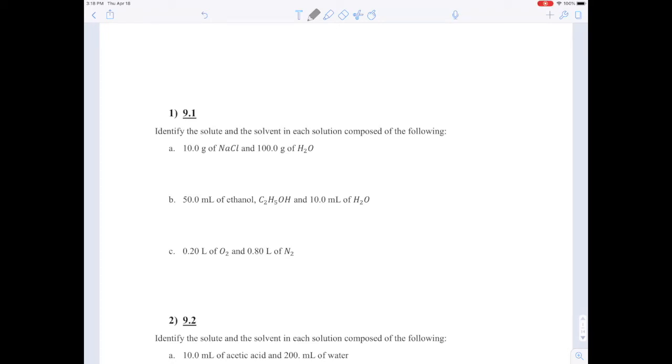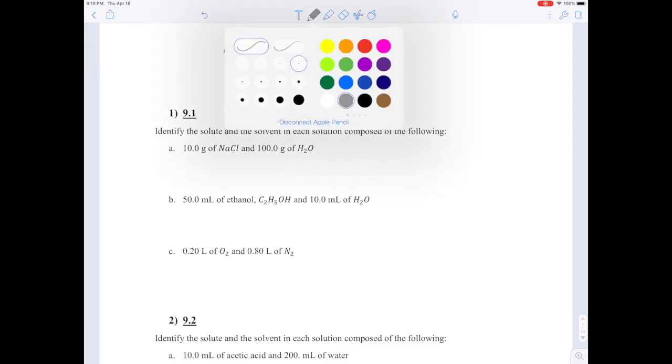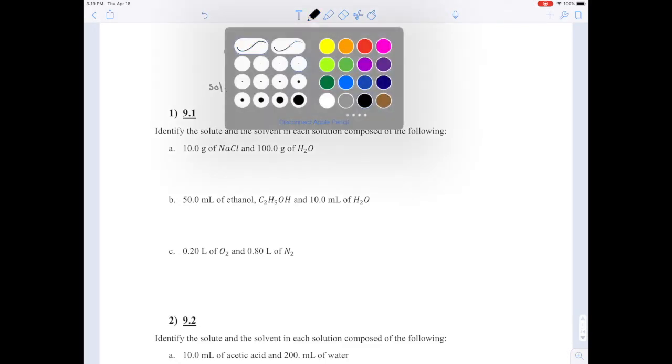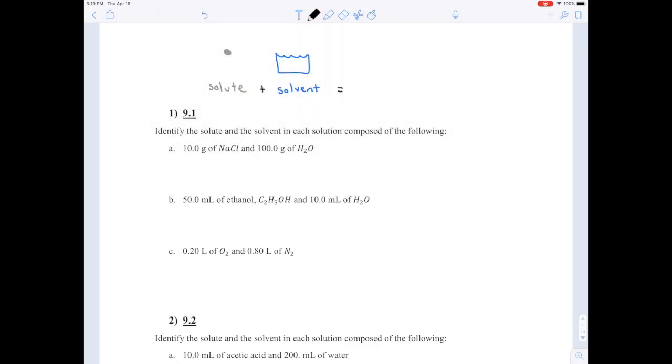Chapter 9, Question 1 is asking you to identify the solute and solvent in various solutions. When you take one thing and mix it with another, you get a solution. The thing you have less of is called the solute, and the thing you have more of is called the solvent. So the solute plus the solvent gives you the solution.